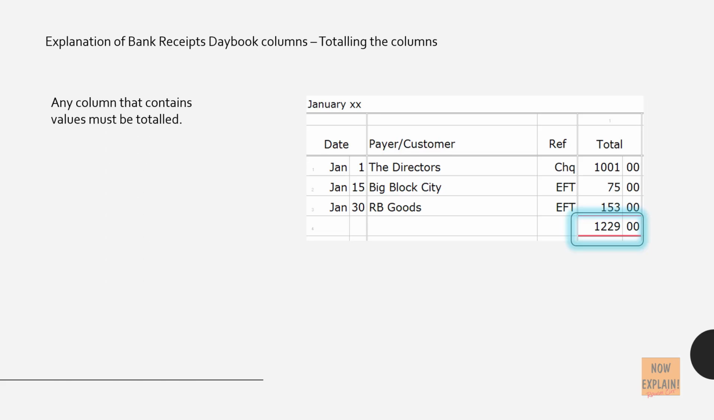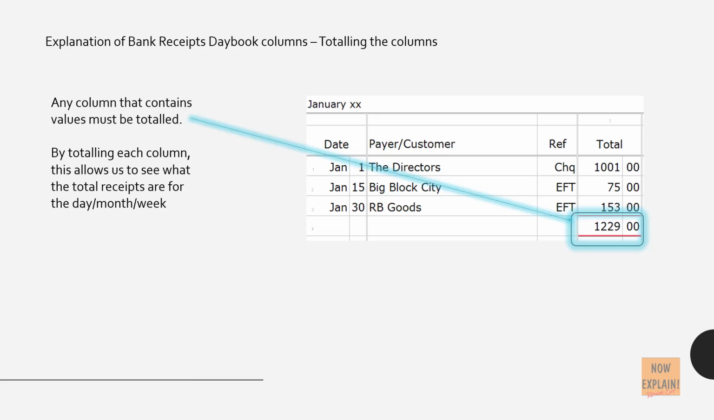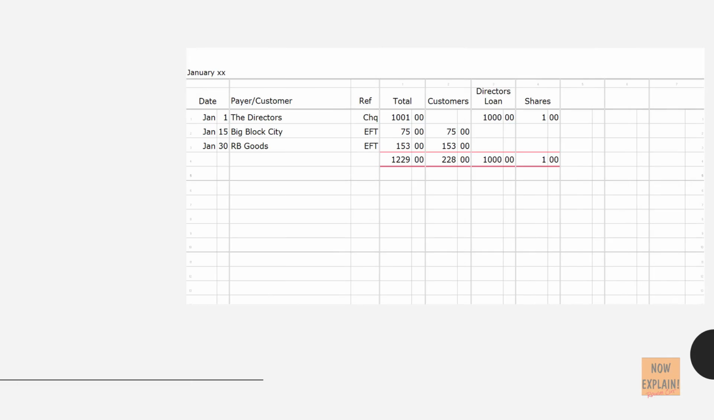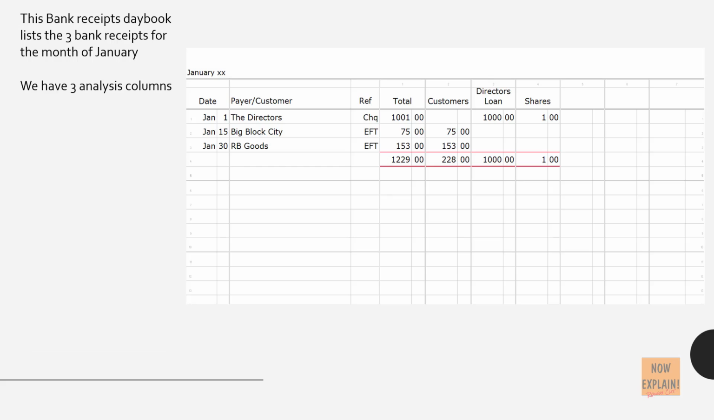Totaling the columns. Any column that contains values must be totaled. By totaling each column, this allows us to see what the total receipts are for the day, the week, or the month. In this example, we are seeing the monthly receipts money in figure. This bank receipts daybook listed 3 bank receipts for the month of January. We have 3 analysis columns. Can we have more columns? Yes, add analysis columns as required, but don't go wild.